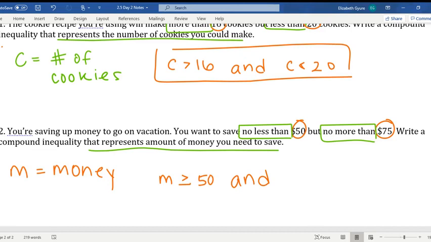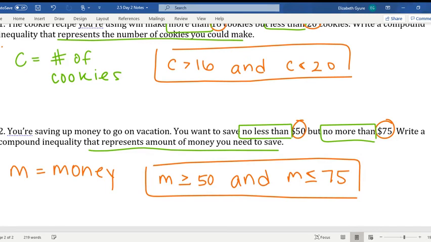If I say you can bring no more than $75, is it okay to have exactly 75? Yes. Can you have more than 75? No. Can you have less than 75? Yes. So this would be M is less than or equal to 75. And then that's it for those ones.